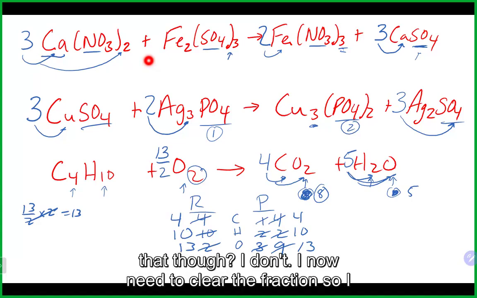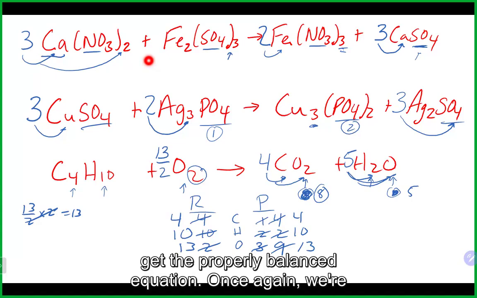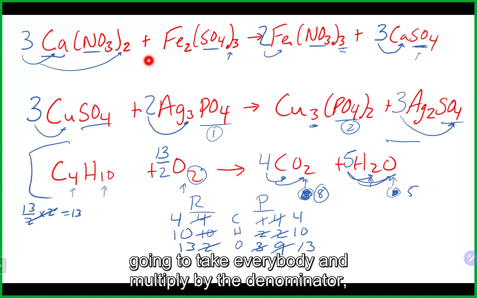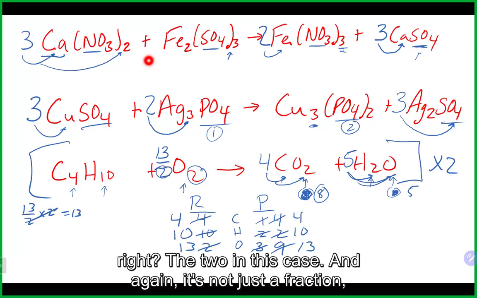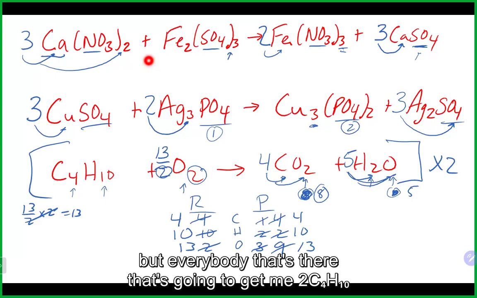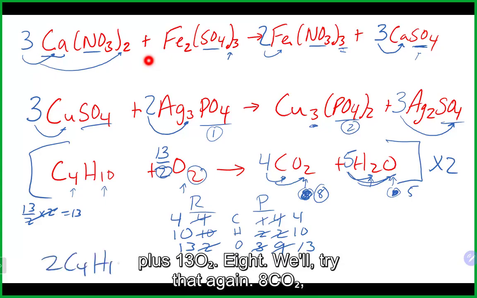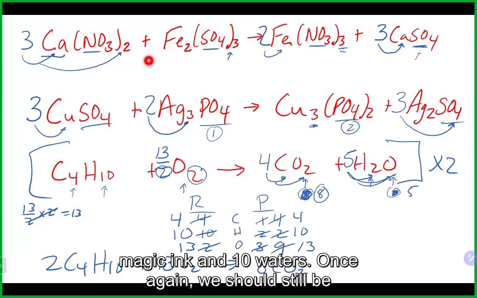I don't. I now need to clear the fraction so I get the properly balanced equation. Once again, we're going to take everybody and multiply by the denominator, the 2 in this case. And again, it's not just a fraction, but everybody that's there. That's going to get me 2C4H10 plus 13O2 yields 8CO2 and 10 waters.